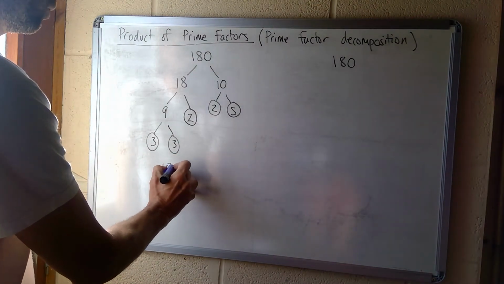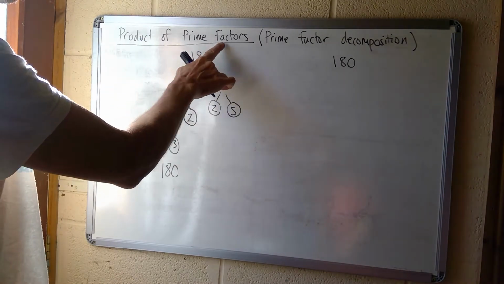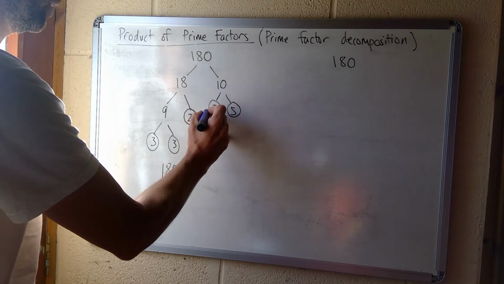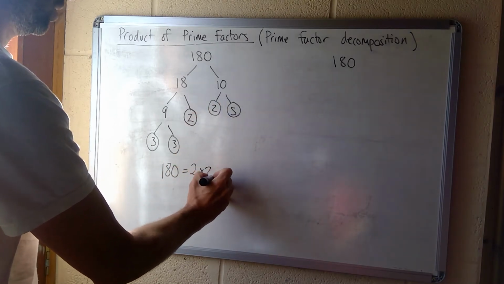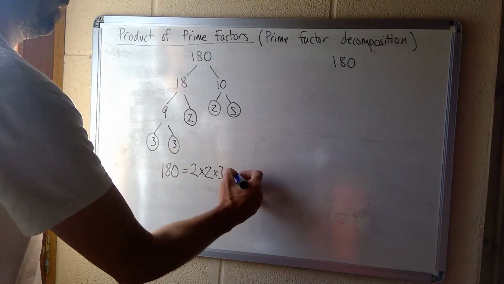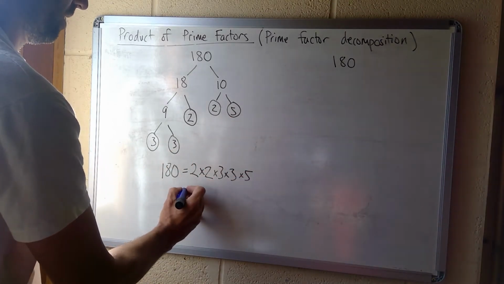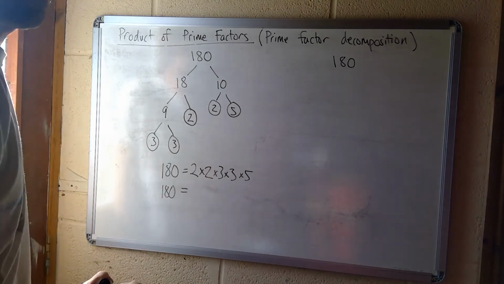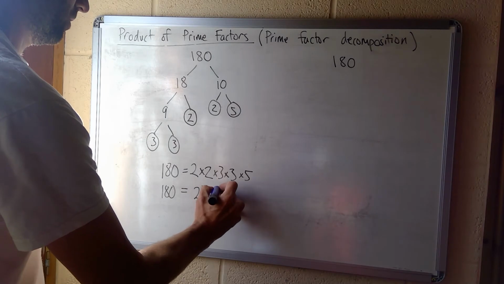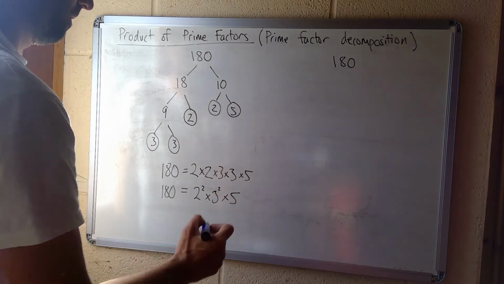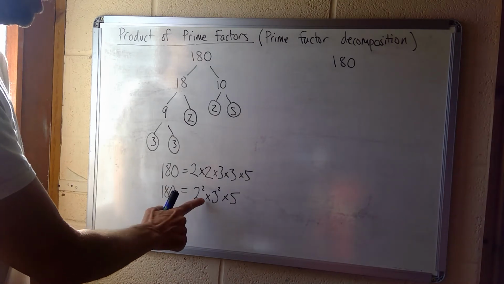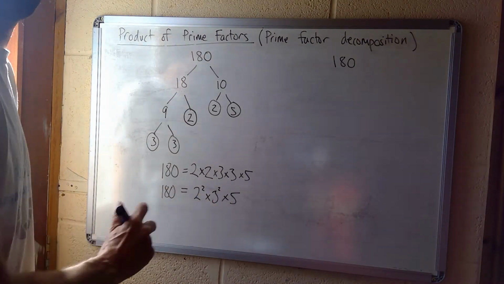Now we need to actually do what we set out to, and that's write it as a product of prime factors. So 180 equals, and I'm going to write them in order, 2 times 2 times 3 times 3 multiplied by 5, and I can simplify that by using indices and call it 2 squared times 3 squared times 5. So that is 180 written as a product of prime numbers.